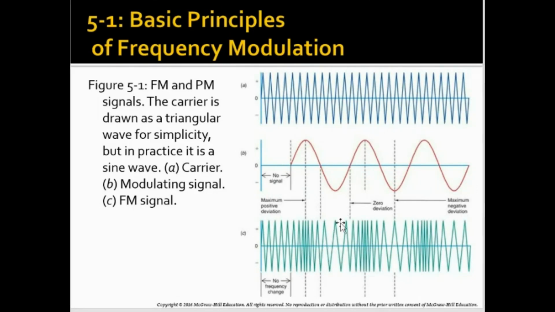So the rate of this change in the frequency, or frequency deviation rate, of course, depends on how quickly your modulating signal changes. But the change of your frequency in the carrier, or in the modulated signal, all depends on the amplitude.